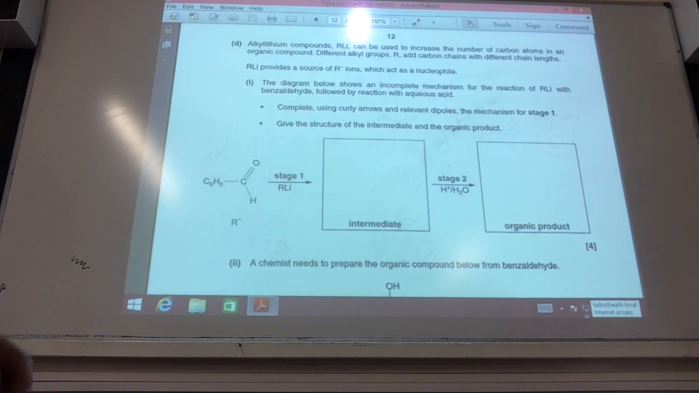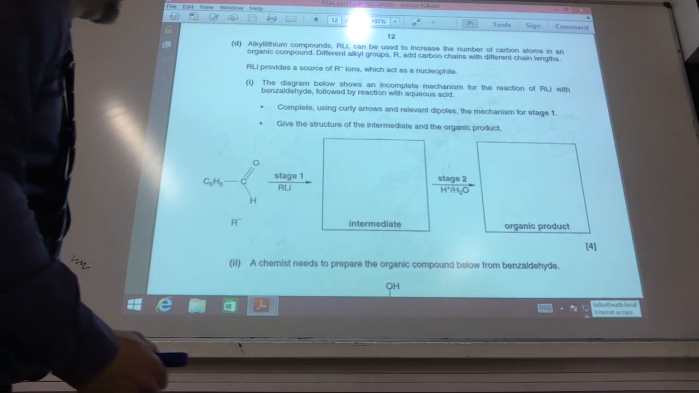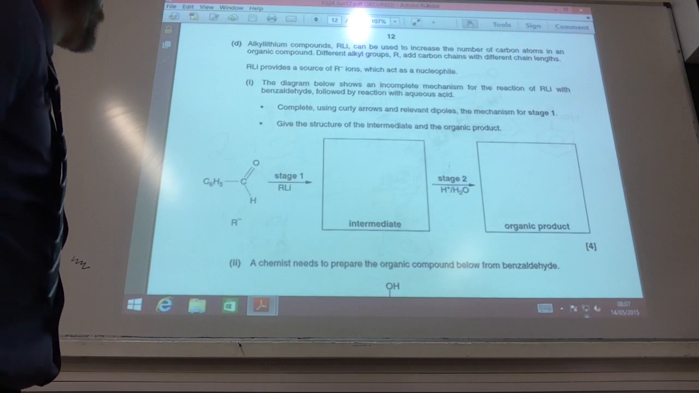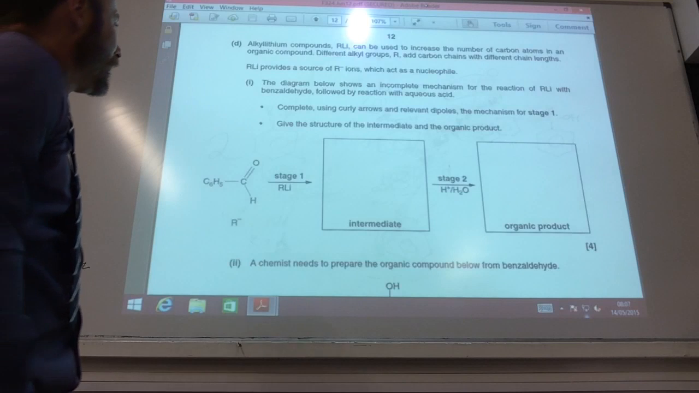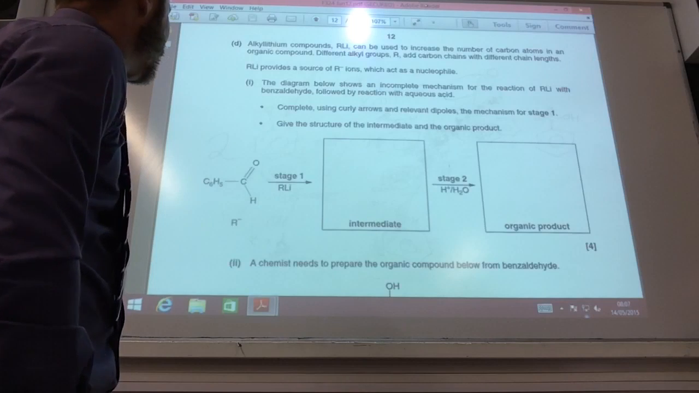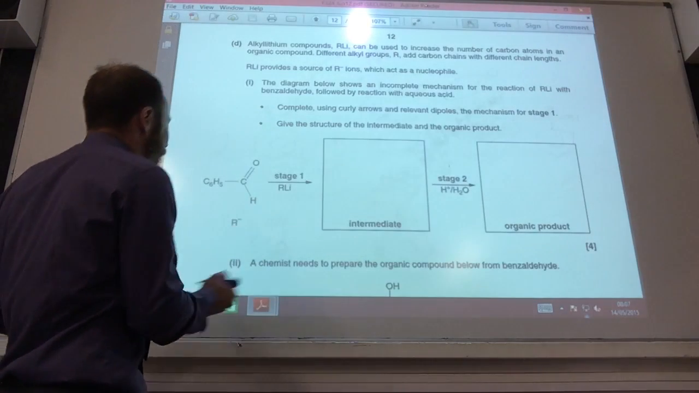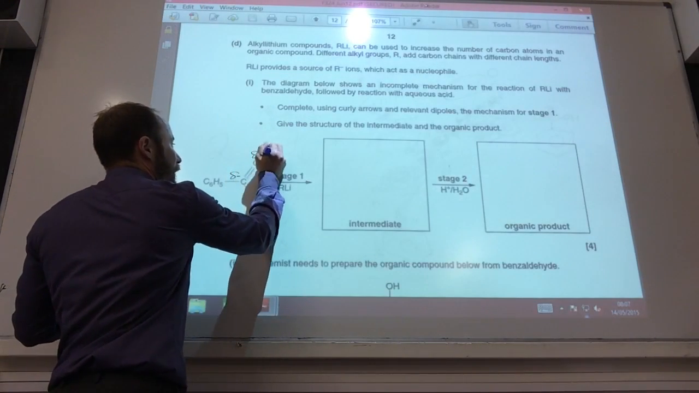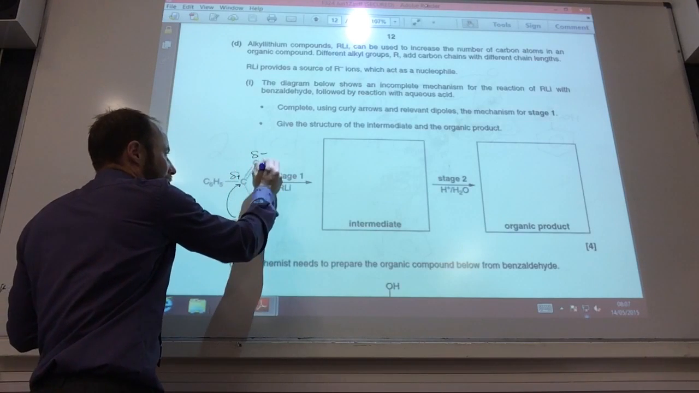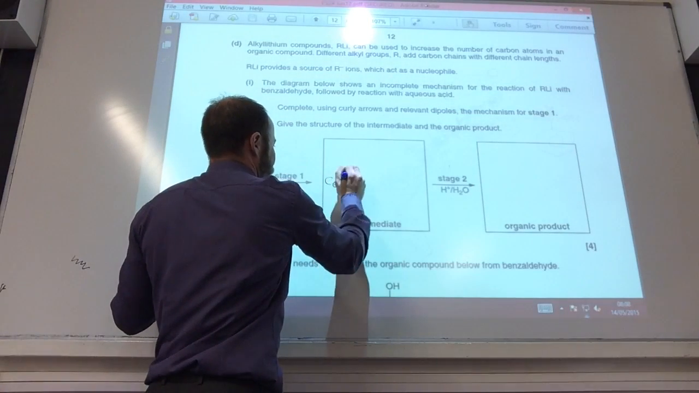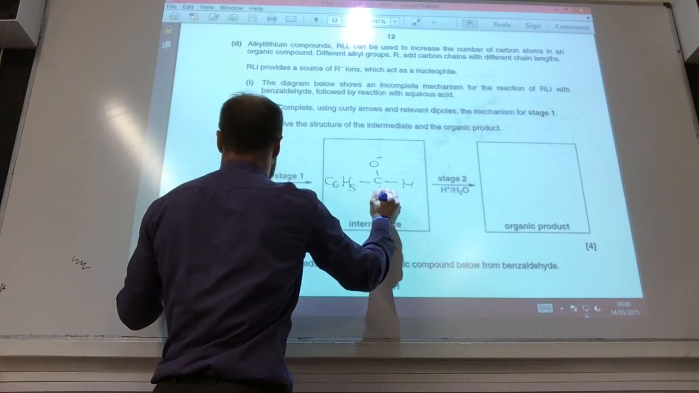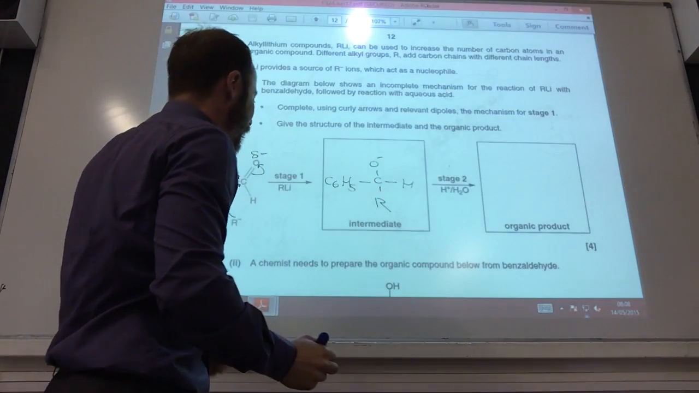Right, so slightly nicer one now. We're going to look at some alkyl lithium compounds, which provide a source of the R- ion, which can act as a nucleophile. I need to show the mechanism by reacting the general alkyl lithium. They're giving me R- here. We've done this from when we used H-. That goes there, that one breaks to go there to give me C6H5O-, that becomes H, that becomes R.